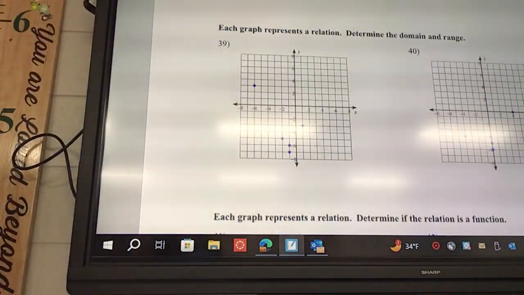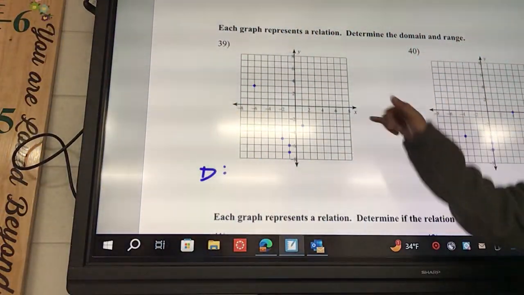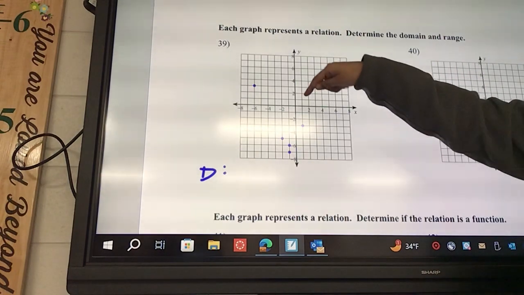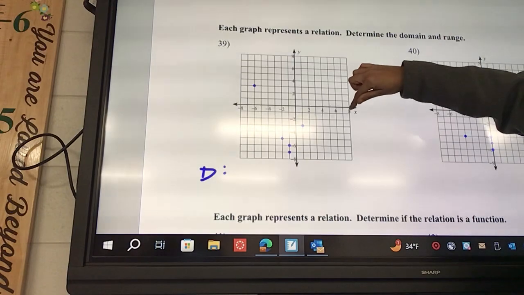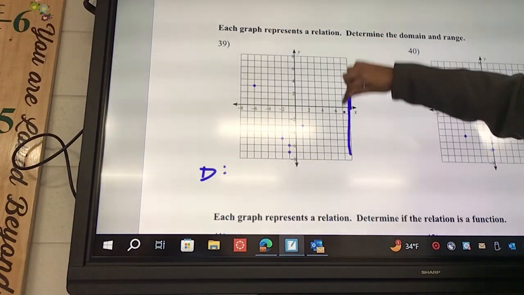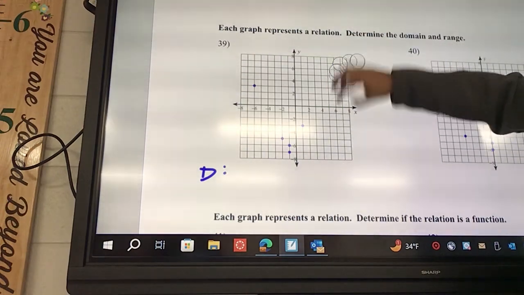Okay, 39, represent the domain and range. For the domain, that's all of the x's. So we're going to use this line, and any dots, I have to look up and down to see if there are any dots there. So I can see on 8, there's no dots when I go up and down. 7, there's no dots. 6, there's no dots. Okay, and we could just keep doing that.